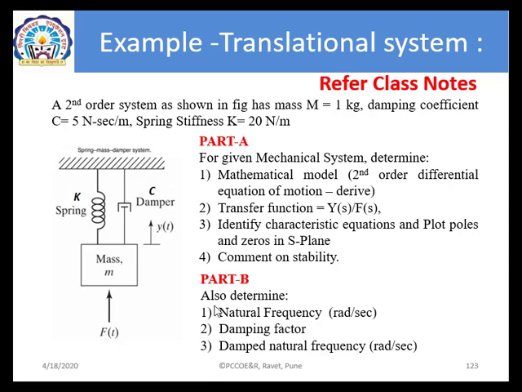In part B, we are going to determine in addition, first the natural frequency in radian per second, second the damping factor, and the damped natural frequency. Let us start solving this numerical.